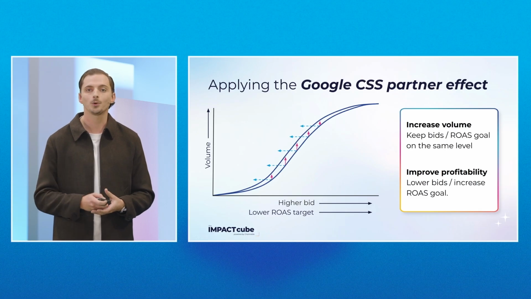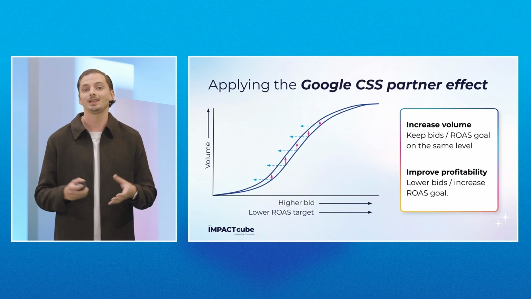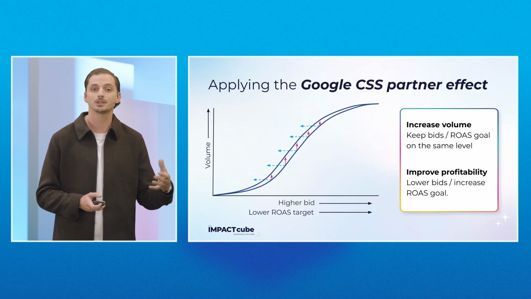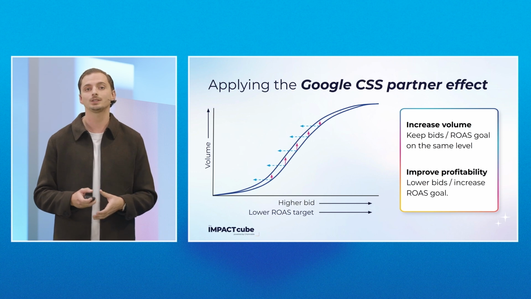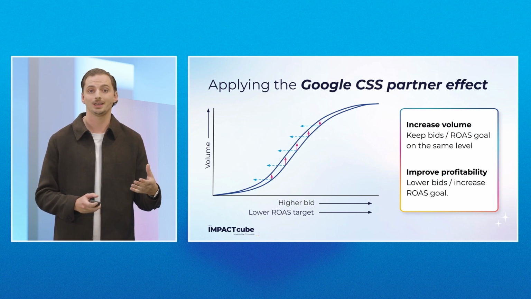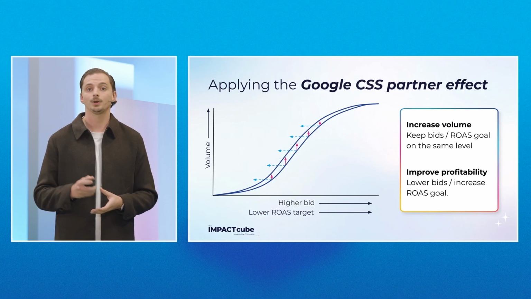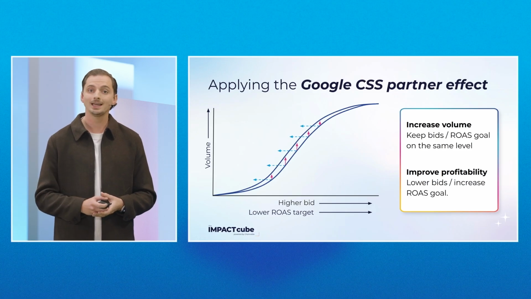Now, the effect is of course dependent on the competition in the shopping ad auction. In the S-curve, it is illustrated how your bid or your ROAS target directly influences the volume of traffic you generate. If you're high on the S-curve, most of the available volume is already captured. But the advantage can help you improve efficiency and free up budget to invest elsewhere.